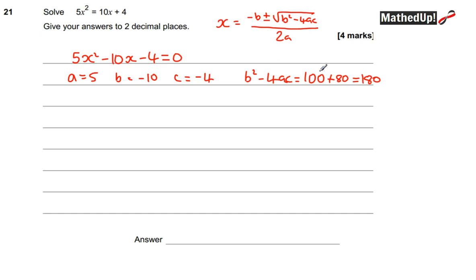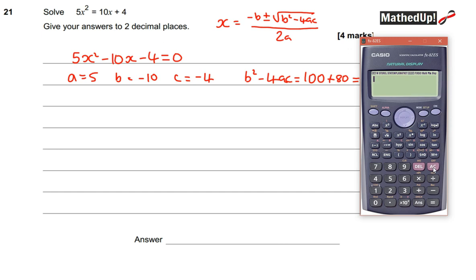Right, I'm just going to show you how I could have used my calculator to calculate the discriminant. So I could have put in, for b squared, it's negative 10 squared, so I have to put that into brackets. So I'll put negative 10 squared take away 4 times a, which is 5, times negative 4, and I'll put that in brackets as well, and I get 180. So we could have done it with a calculator.